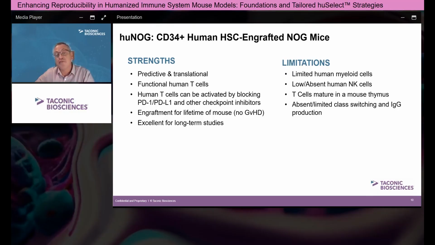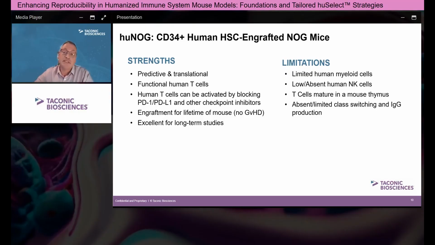One nice thing about this type of model is that these tend not to exhibit any signs of graft versus host disease, and engraftment will tend to persist for the lifetime of the mouse. And I believe our oldest HuNOG is well over 1 year post-engraftment, so they're very, very good for long-term studies.